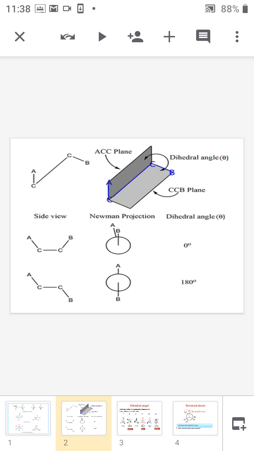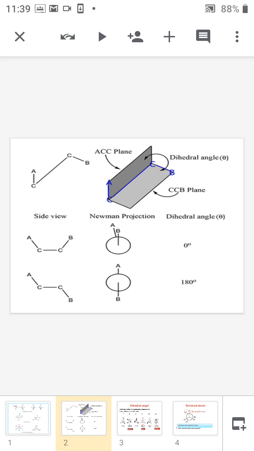I have represented the same molecule in another fashion in three-dimensional space. It is represented at the bottom of the slide. From here we can see that A and B are on the same side of the CC sigma bond. If you represent the same molecule in the Newman projection formula, we can see that atom A is just behind atom B. So the angle between A, C, C, B is 0 degree, and so here the dihedral angle is 0 degree.